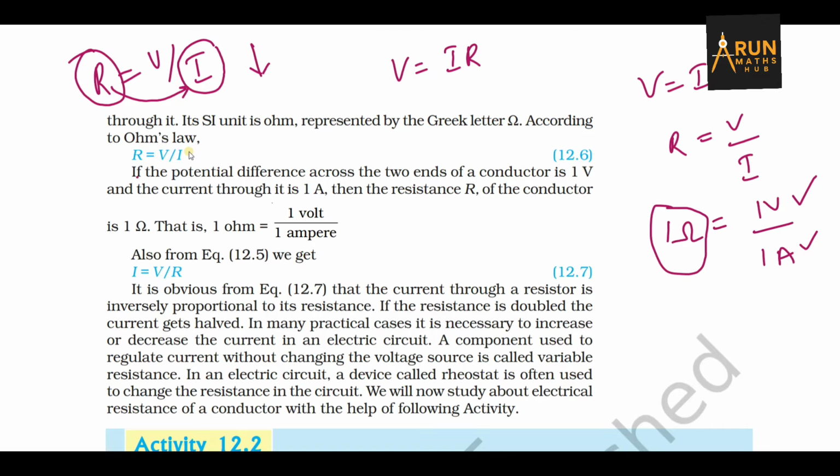If the resistance increases, the current decreases. If the resistance decreases, the current increases. That means it is inversely proportional. You should know the relationship between the resistance and the current.